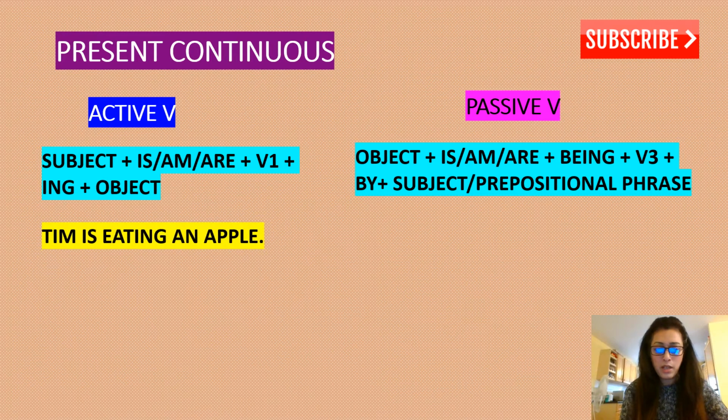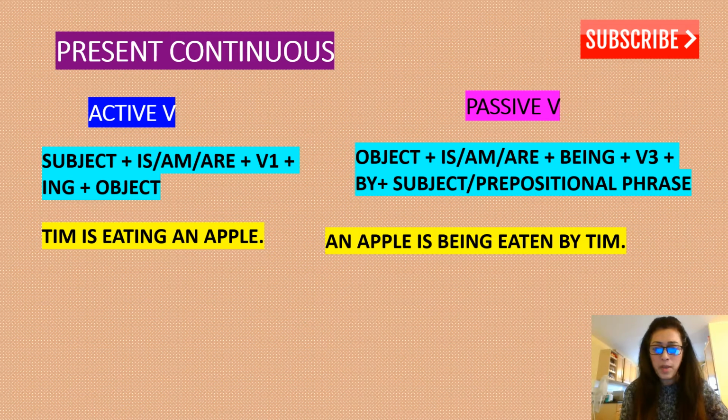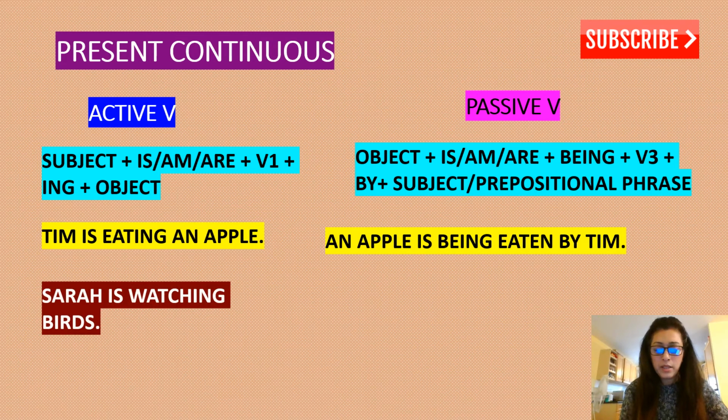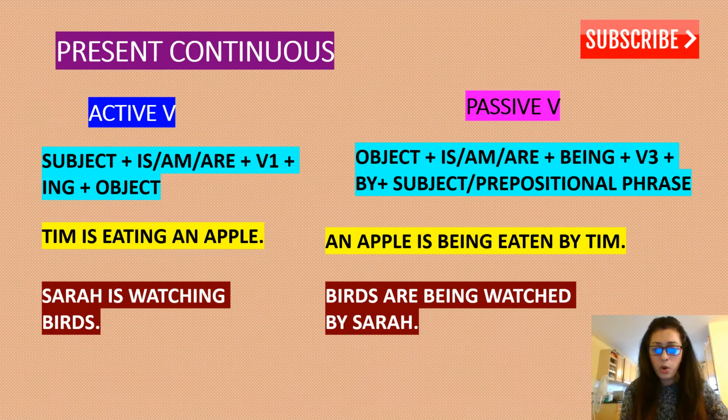So the first sentence for an example is Tim is eating an apple. An apple is being eaten by Tim. Sarah is watching birds. Birds are being watched by Sarah.